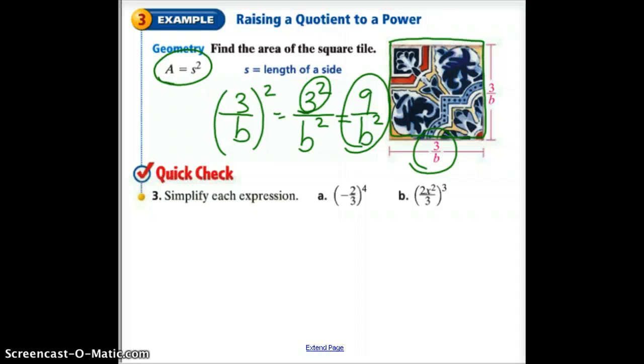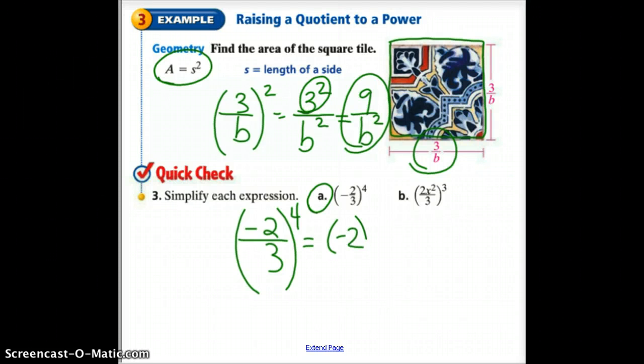Let's do another example, A. All right, negative 2/3 to the 4th power. Remember, when I have a negative rational number, like I do negative 2/3, I can put that negative up on top with my numerator. So I'm going to rewrite it like this. It's a quotient raised to a power, so I'm going to apply that power to both the top and the bottom. Negative 2 to the 4th over 3 to the 4th.